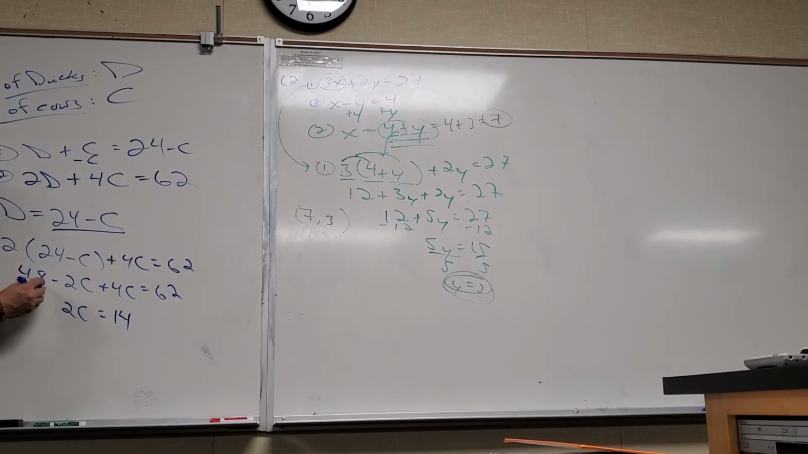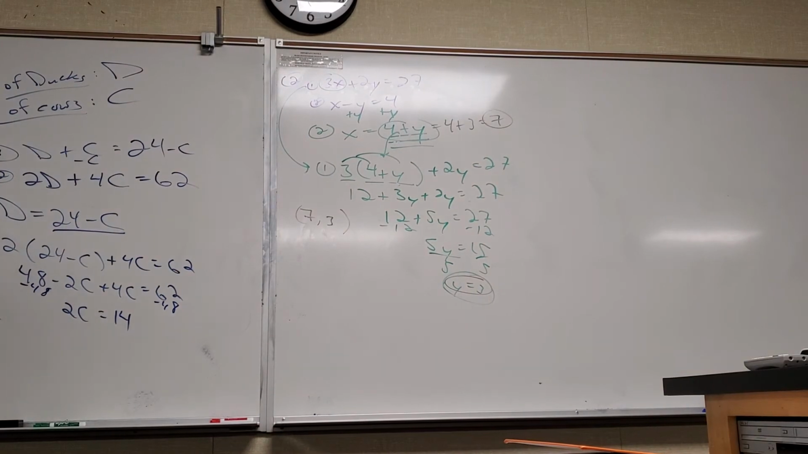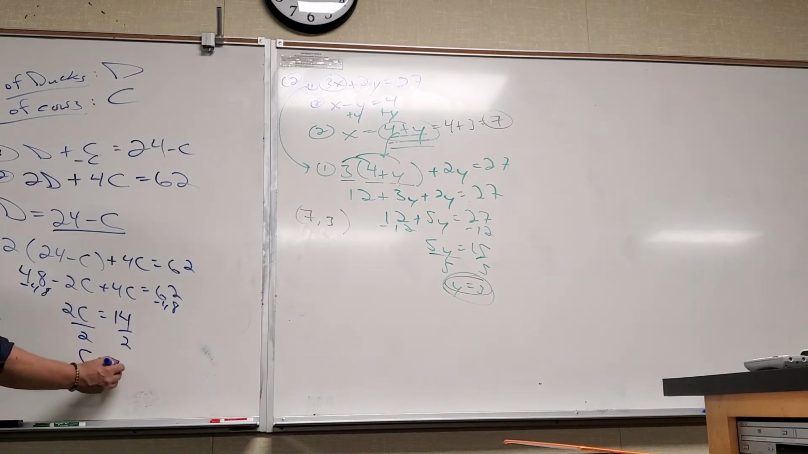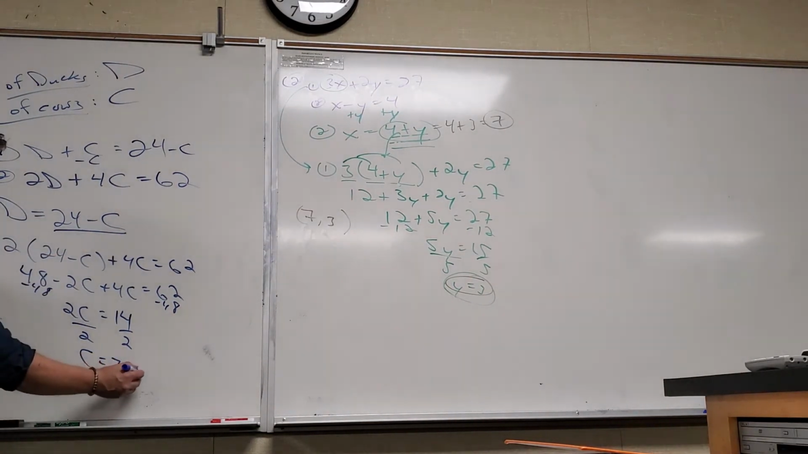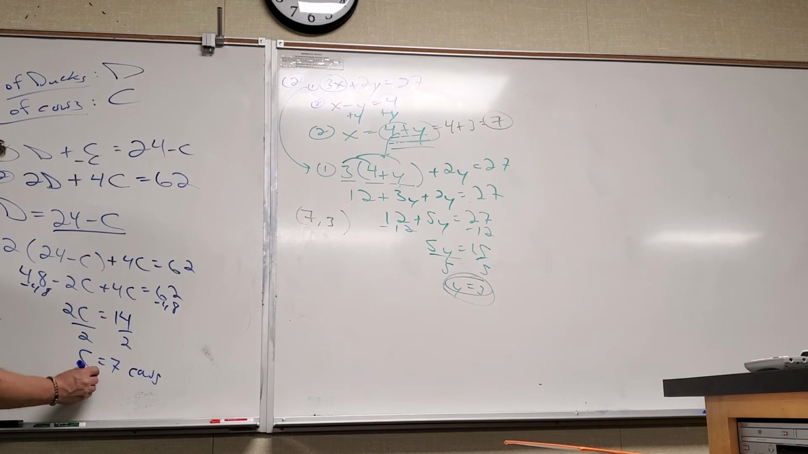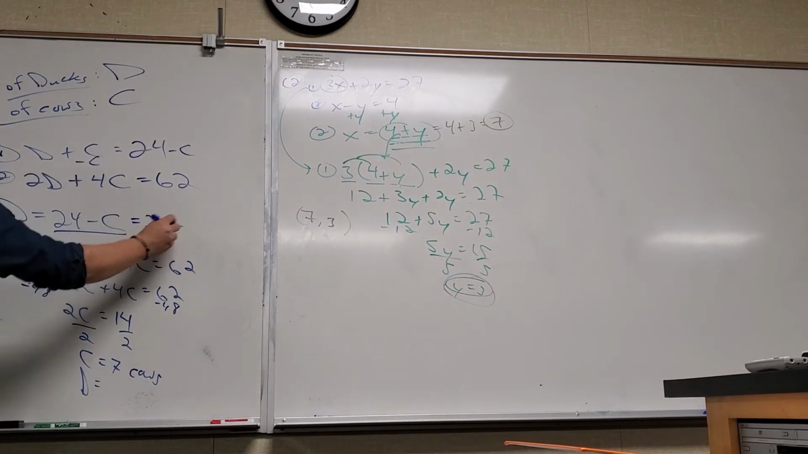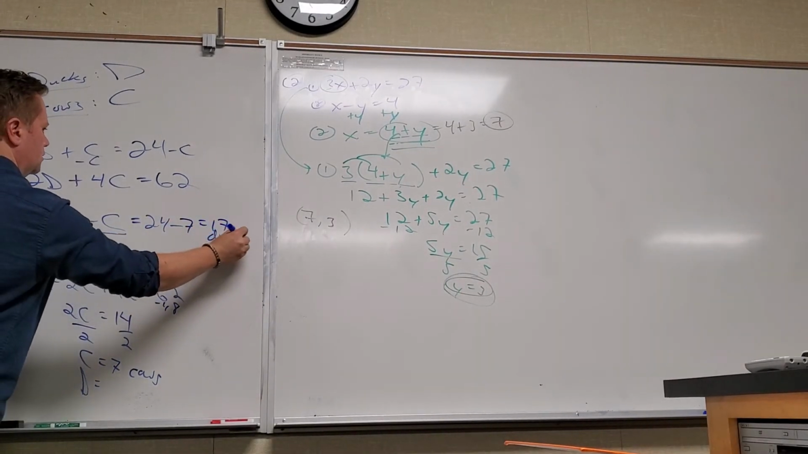Oh, sorry. Subtract 48. Get your like terms together, move the numbers together, and then finally divide by 2. So what does this mean? Cows. Yeah, so the number of cows is 7. 7 cows. So how many ducks are there? 24 minus 7, 17 ducks.